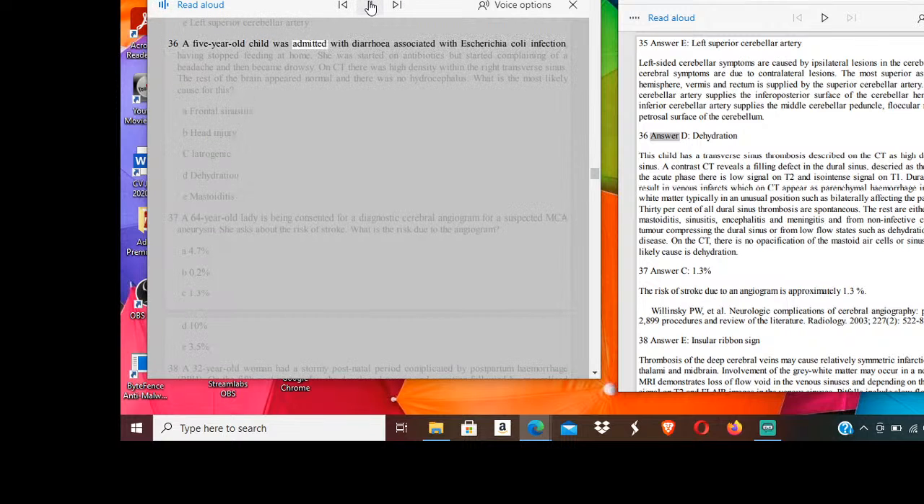36. A 5-year-old child was admitted with diarrhea associated with Escherichia coli infection, having stopped feeding at home. She was started on antibiotics but started complaining of a headache and then became drowsy. On CT there was high density within the right transverse sinus. The rest of the brain appeared normal, and there was no hydrocephalus. What is the most likely cause for this?